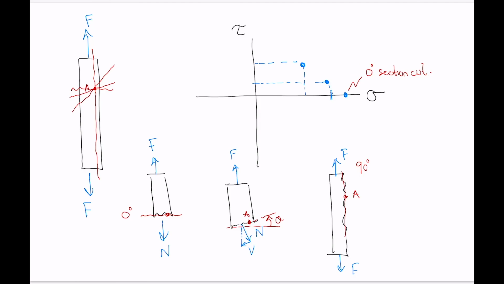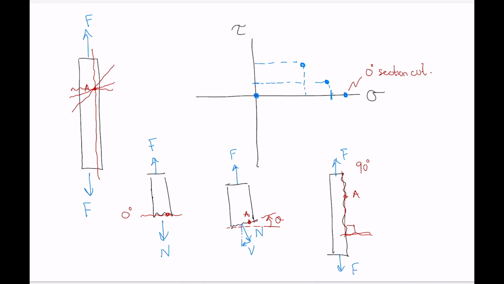Section cut 90 degrees relative to our original 0-degree cut. And now we've got 0 shear stress, 0 normal stress. So now we're back at the origin, right? If you actually map this out and continue to calculate the value of sigma and the value of tau, in this case, tau is not associated with an internal moment. So you calculate the shear stress tau as simply V over A.